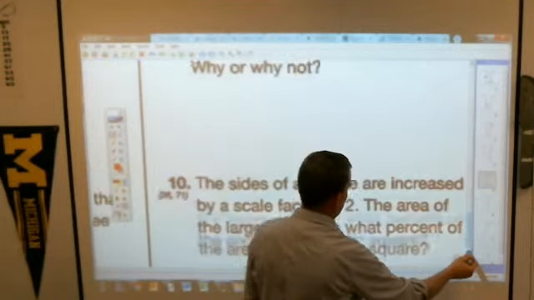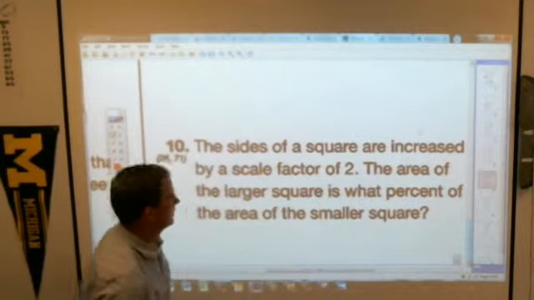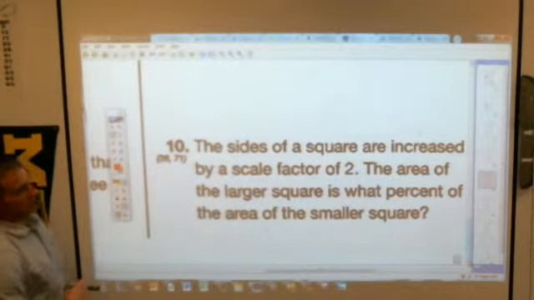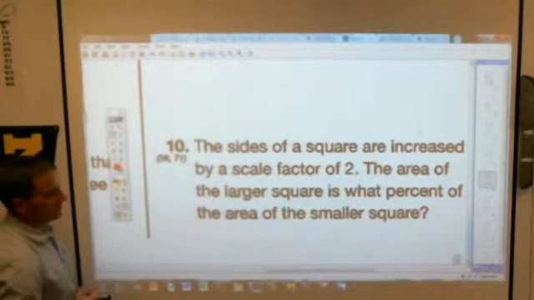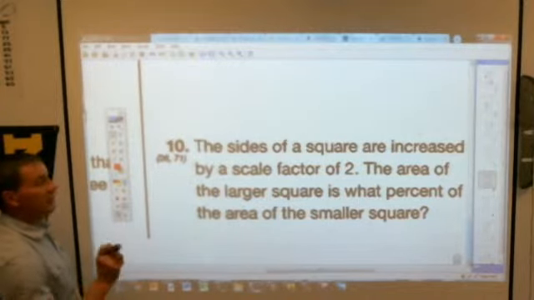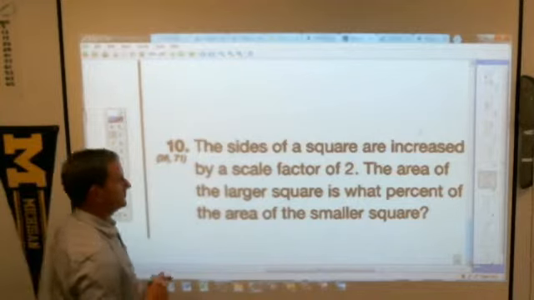Look at that. Nice. The sides of a square increase by a scale factor of 2. The area of the larger square is what percent of the area of the smaller square? Oh, I will say this is probably a tough one.